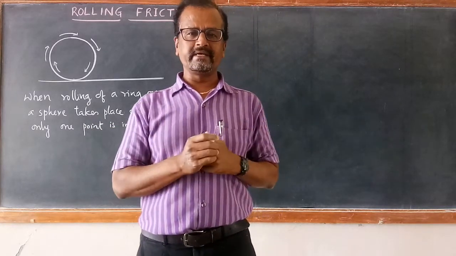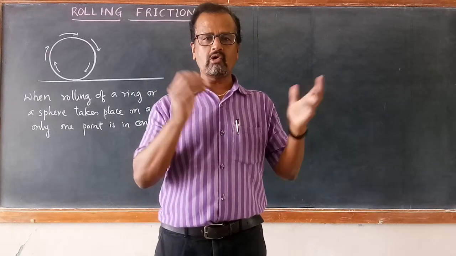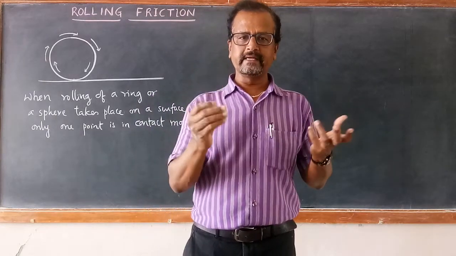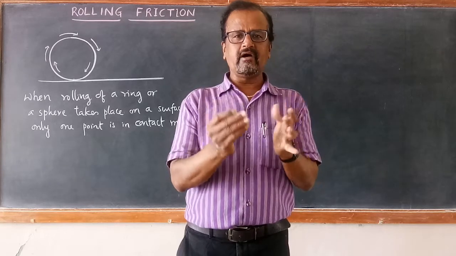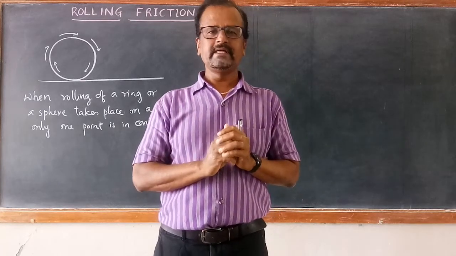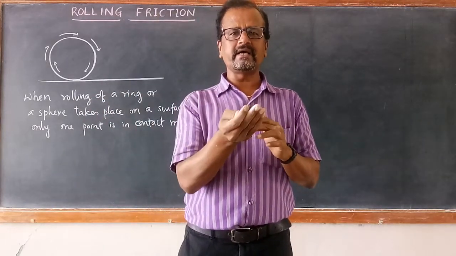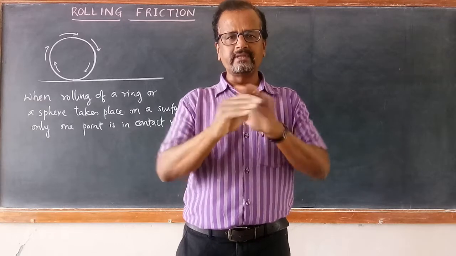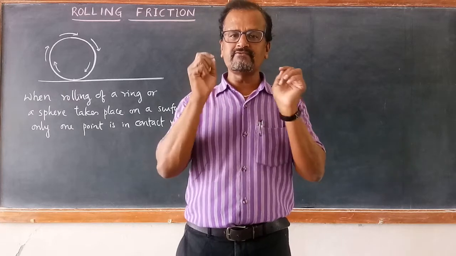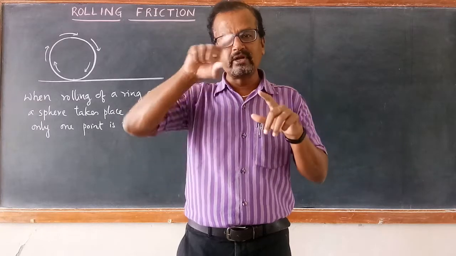Now, practically speaking, when you consider any vehicle like a bus or a truck or even any four-wheeler or two-wheeler, some finite area of the tire comes in contact with the road surface. It is not a single point. Because of the weight of the body, some finite area of the tire comes in contact with the road surface. As a result, there is some finite amount of friction which opposes the rolling motion.